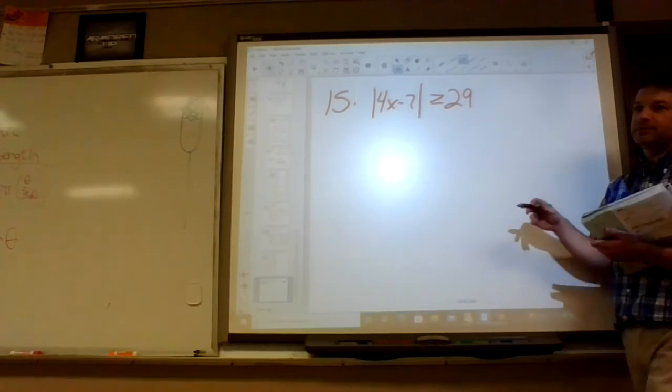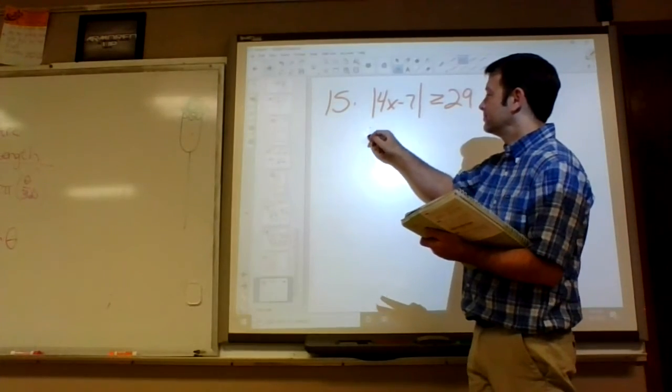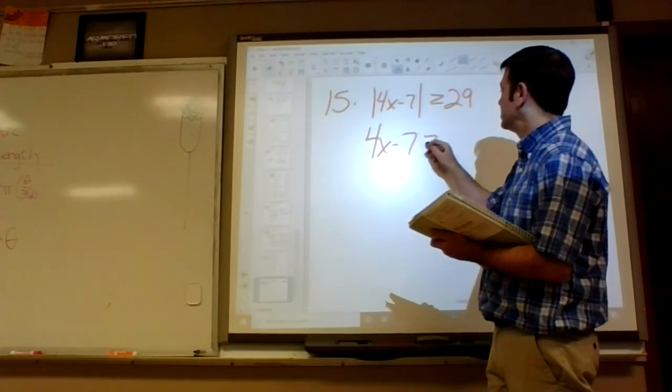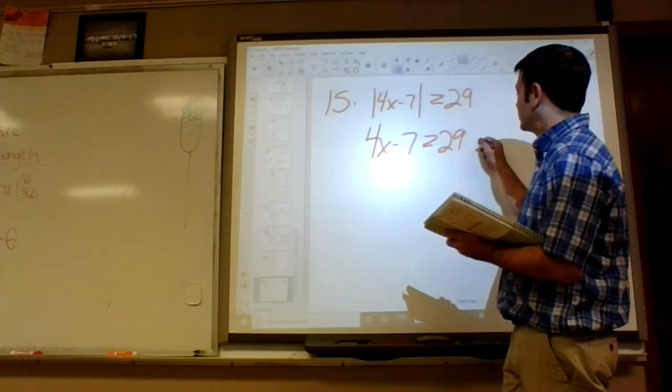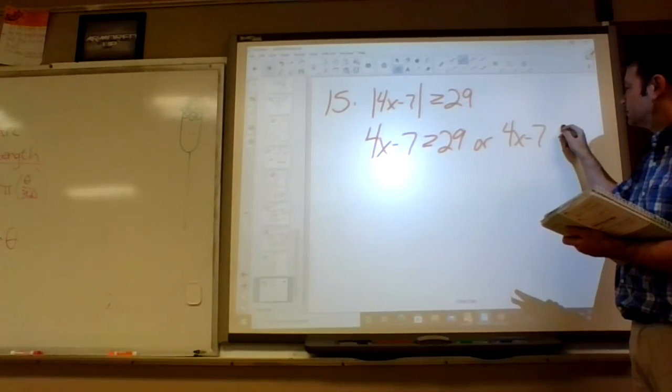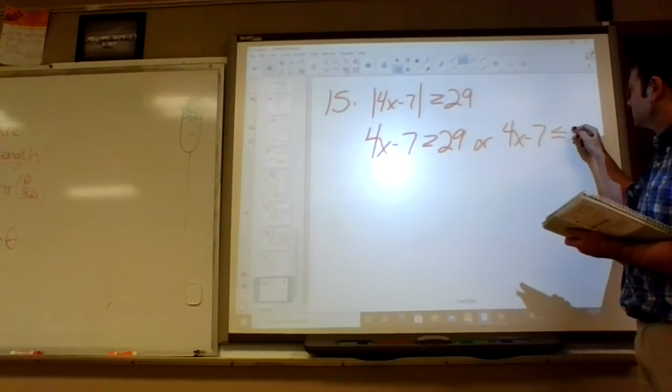Okay, Issa, how do I set up 15? You do the 4x minus 7 is less than or equal to negative 29. Good job.